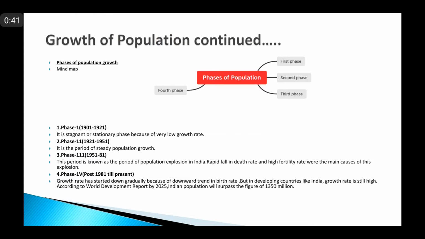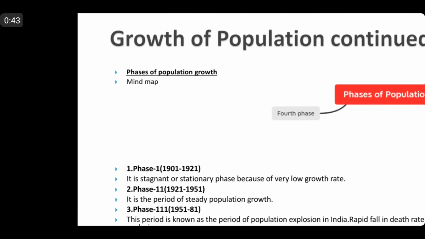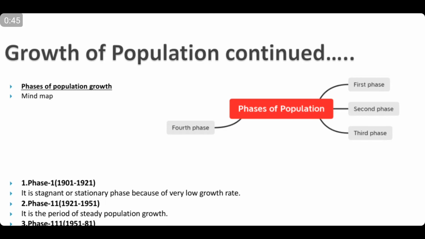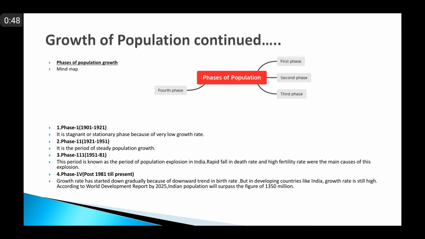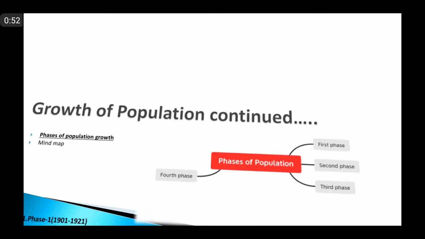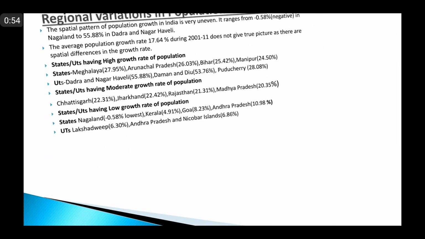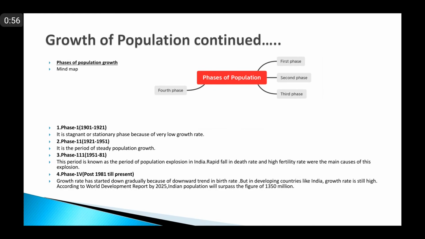With the help of this mind map, you can see that there are 4 phases: first, second, third and fourth, and let us discuss them one by one in detail. There are 4 clear phases of population growth in India that can be identified: stagnant, steady, rapid and declining growth rate.